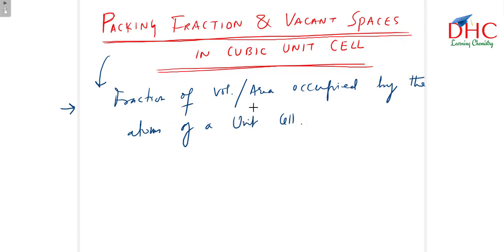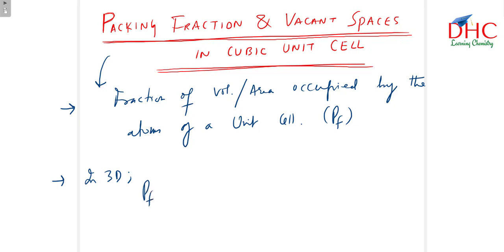कितना वॉल्यूम या कितना एरिया कवर करता है atoms in a unit cell, we call that packing fraction. Now, अब कैसे आप packing fraction determine करेंगे? ये डिपेंड करता है आपका जो packing है वो है क्या. Is that 2-dimensional packing or it is 3-dimensional packing? So in 3-dimensional packing fraction हम डिनोट करते हैं PF से.